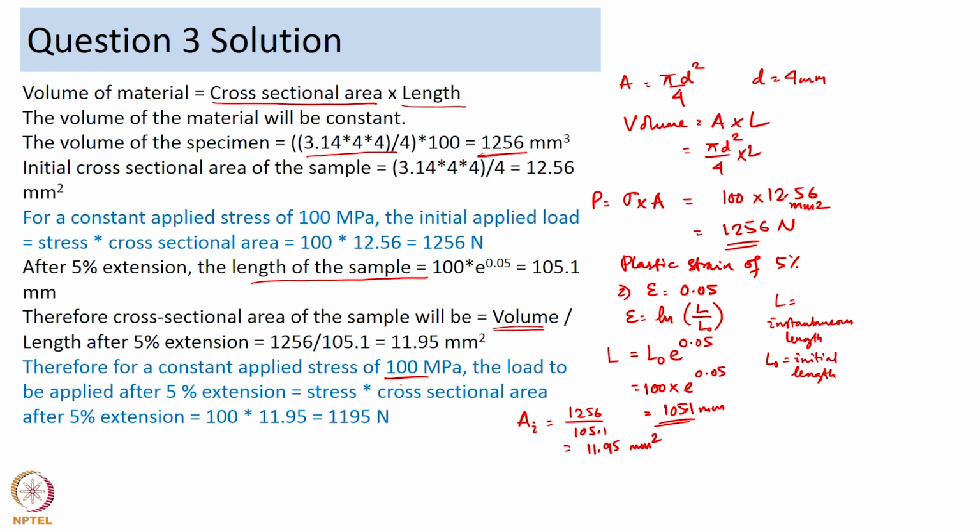Now, since it is a constant stress test, we are going to keep the stress constant at 100 MPa. So, to keep the stress constant at 100 MPa, the load that needs to be applied after 5% extension is the stress into the cross sectional area corresponding to 5% extension. The cross sectional area corresponding to 5% extension is given here, 11.95. So, the applied load should be 100 into 11.95. So, that makes it 1195 Newton. So, the applied load at 5% extension should be 1195 Newton, so that the material continues to be in a constant stress condition.